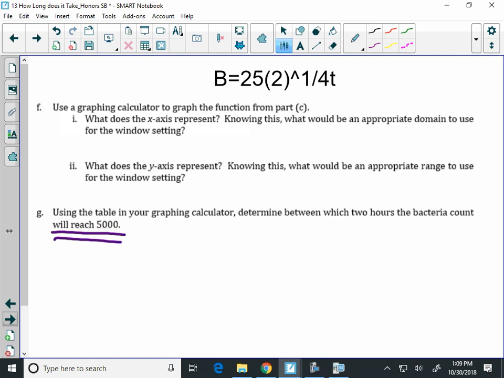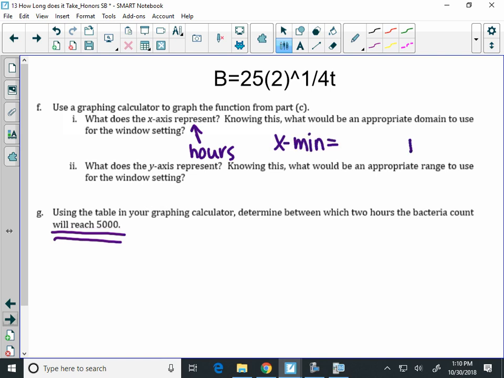We want to know what should our X window setting be, so how far left and right and how far up and down for the y's. Well, what does the x-axis measure here? What is your x? That's like your t. What is that measure? Your hours. All right, so the x-axis is measuring your hours. And what do you think you want to make your x min and your x max?